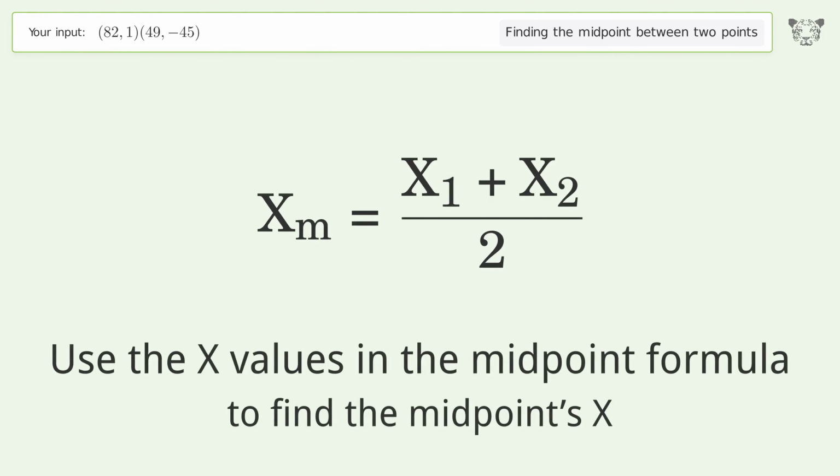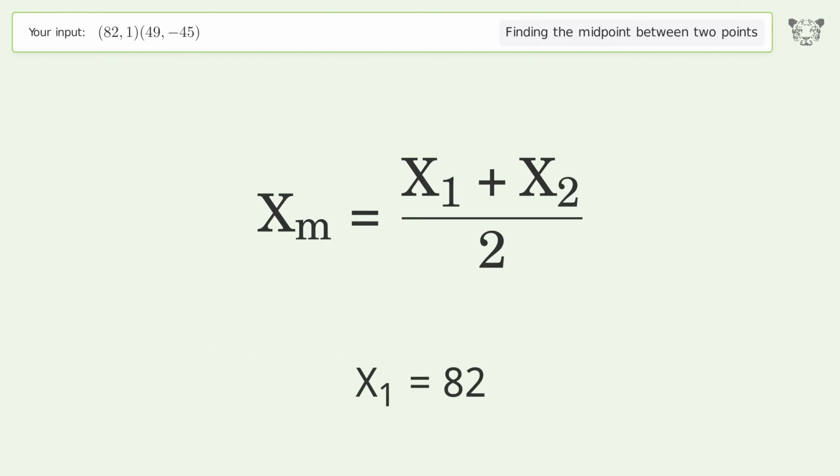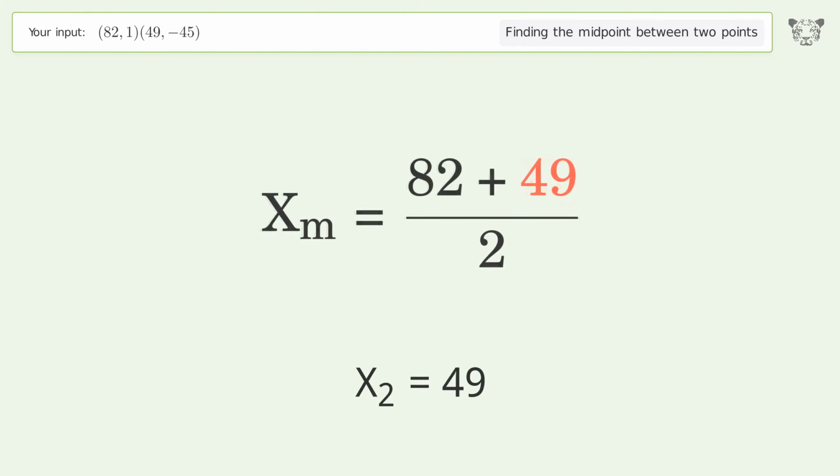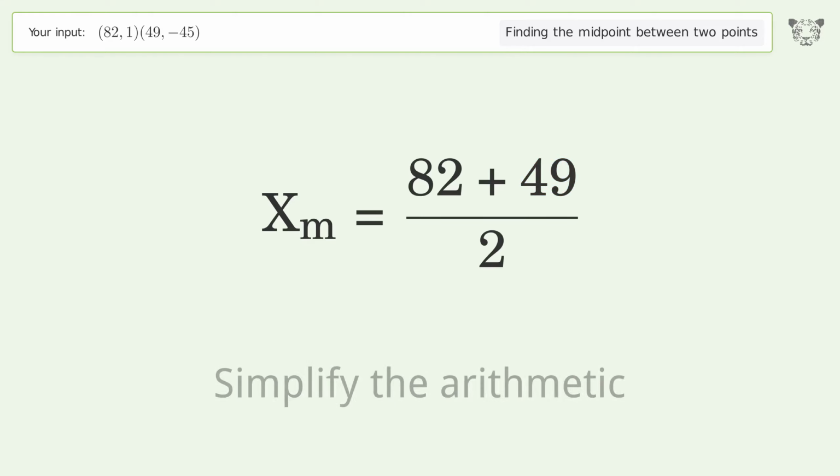Use the x values in the midpoint formula to find the midpoint's x. x1 equals 82. x2 equals 49. Simplify the arithmetic.